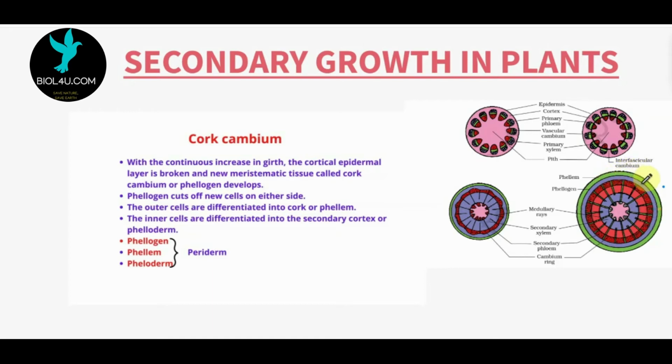Some changes have taken place. So what changes have taken place? Let us see. So what is the requirement here? The outer tissues are broken, and this broken tissue must be repaired.